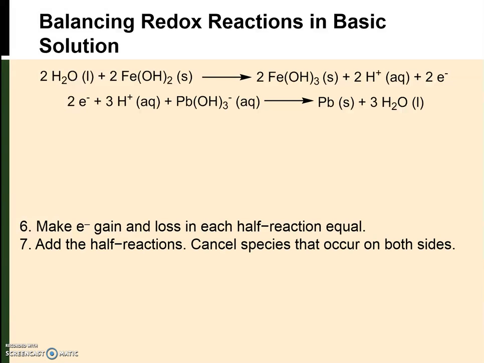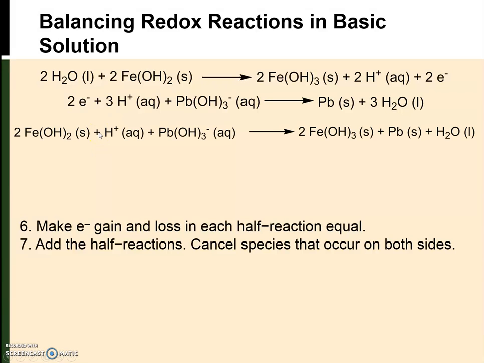So now we want to add the 2 half reactions and cancel any species that occur on both sides. So we have 2 waters in the reactants of our oxidation and 3 in the products, so we'd end up with 1 water in the products. We have 3 protons in the reactants of our reduction and 2 in the products of our oxidation, so we'd end up with just 1 proton in the reactants. And then our electrons are also going to cancel. So with those cancellations taken into account, we have this overall balanced equation.